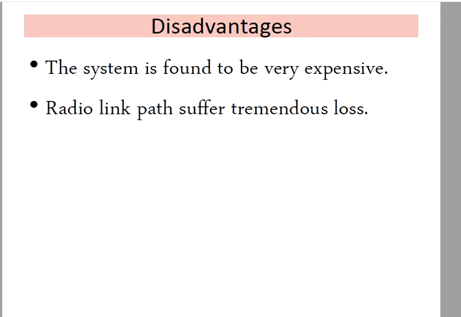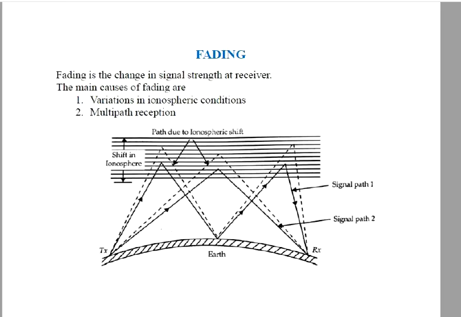Next, let us see what is fading technique. Okay, then fading. What is meant by fading? Fading is the change in the signal strength at the receiver, and the main causes of fading are the variation in the ionospheric conditions and the multipath reception.